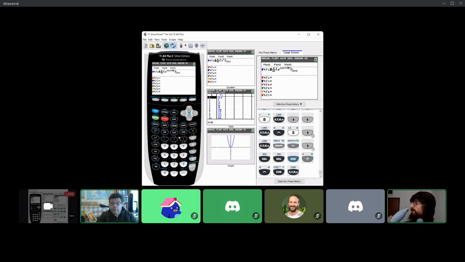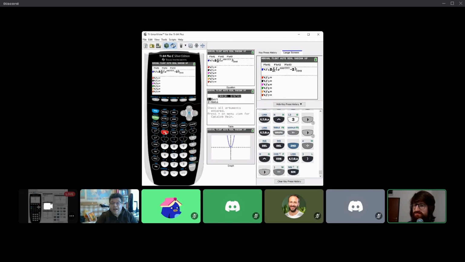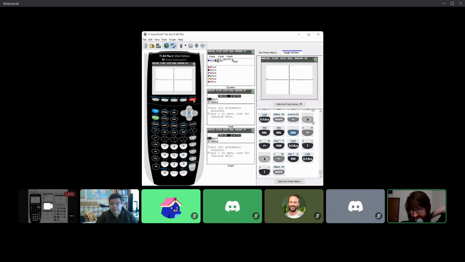I'll tell you what I want to check. E to the power of cosine x minus sine x, minus sine x. Okay, and then we hit graph. And here comes our graph. Yes, it's the same graph that we had before.